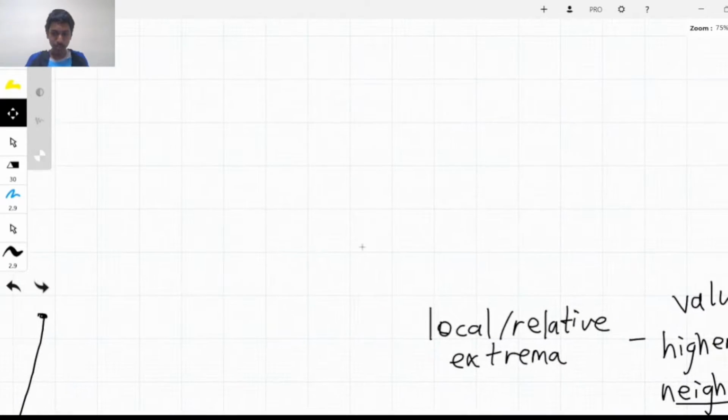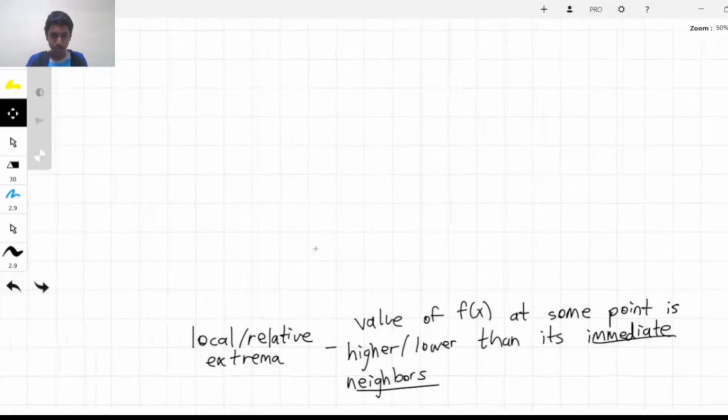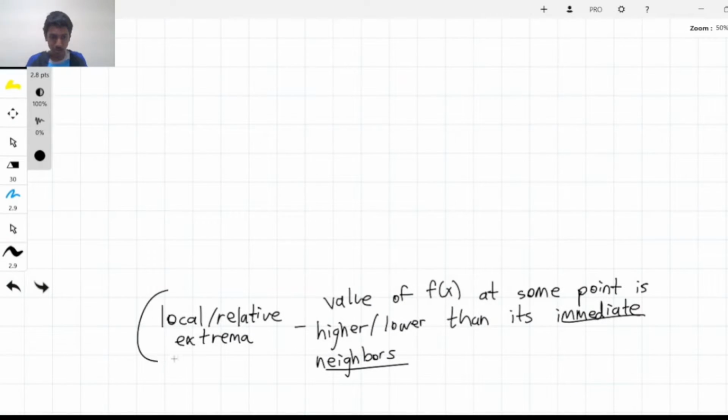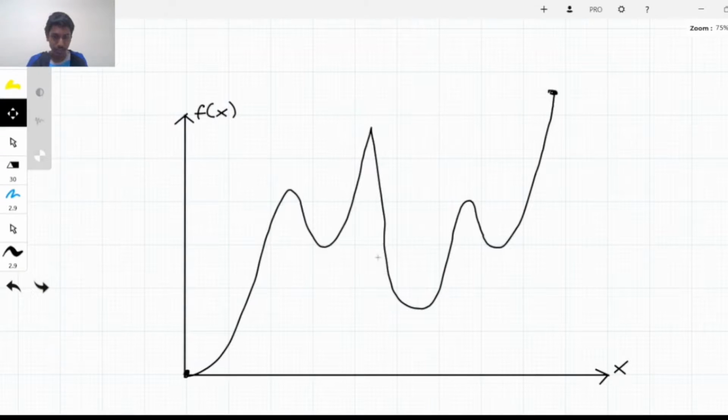So first we've got to start off with local or relative extrema, and we'll compare those with absolute extrema later. Basically, a local extrema is where the value of f, or whatever function you're optimizing, at some point is higher or lower than only its immediate neighbors. So let's look at this graph as an example and identify some of these.